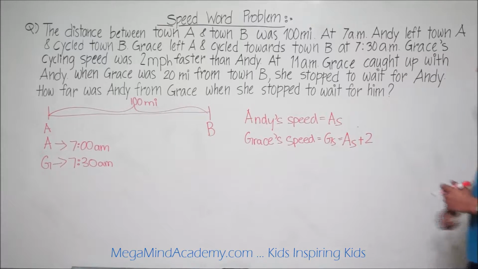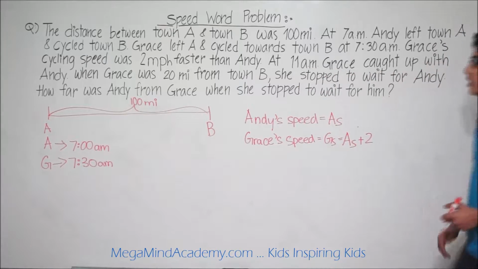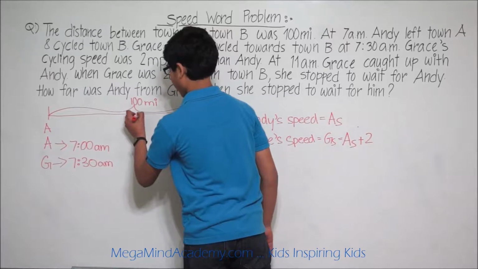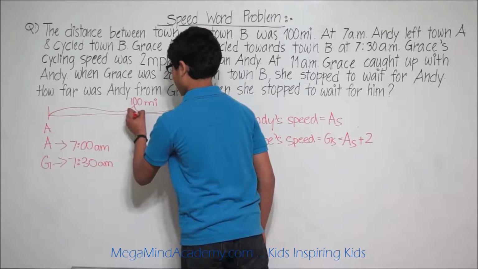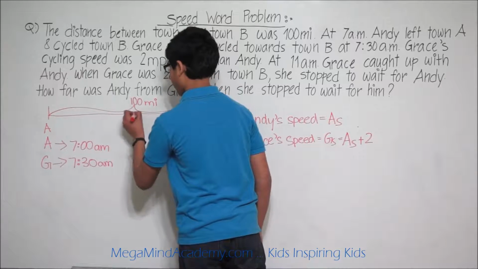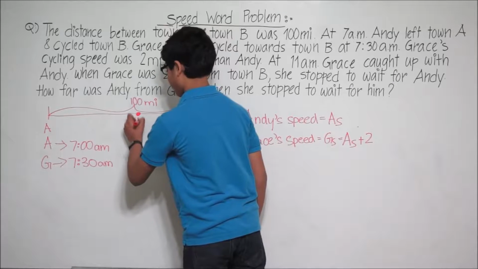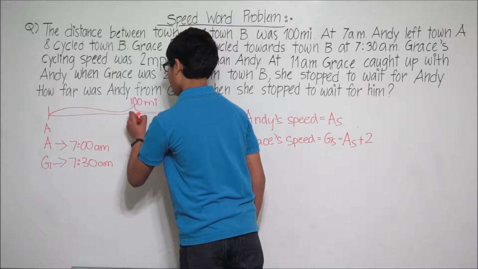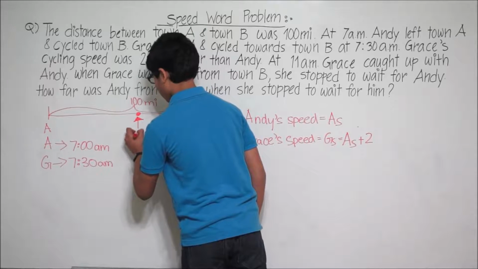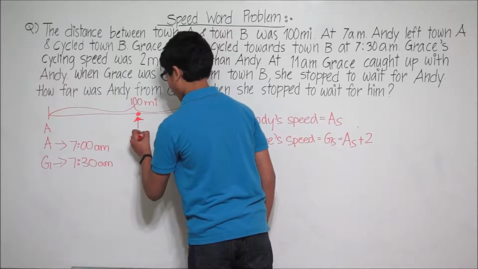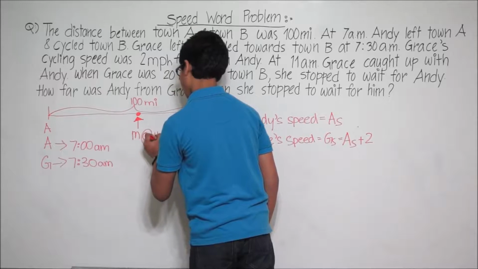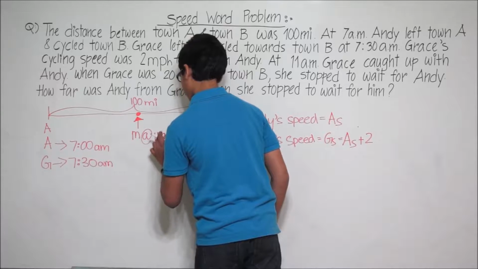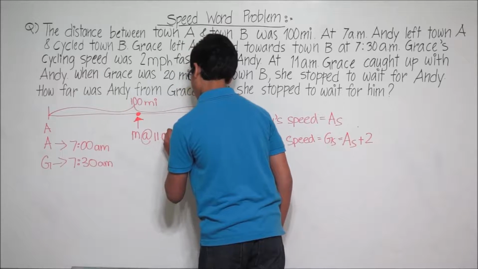Now we know that by 11 a.m., Grace caught up with Andy. So at 11 a.m., Grace caught up with Andy. So let's say this is where Grace and Andy met at 11 a.m. So M for met at 11 o'clock a.m.